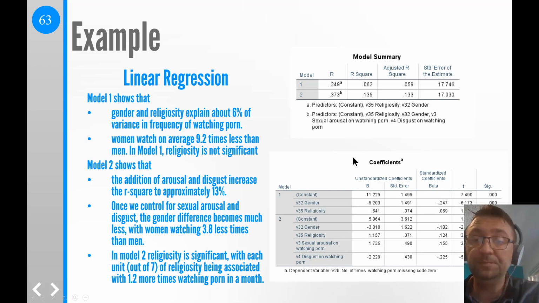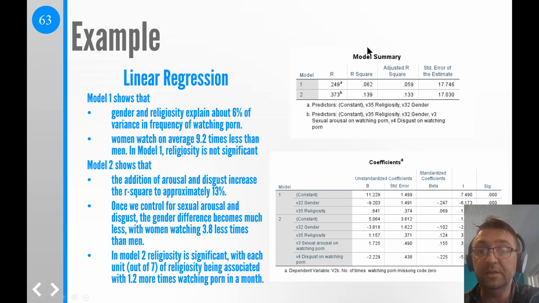So, very briefly, let's start looking at the model summary. We can see model 1 with just gender and religiosity explains, well, let's see, the adjusted R squared, about 6% of the frequency of watching porn. And the second one, once we include arousal and disgust, goes up to around 13%.